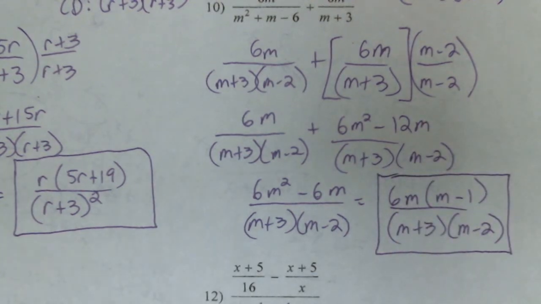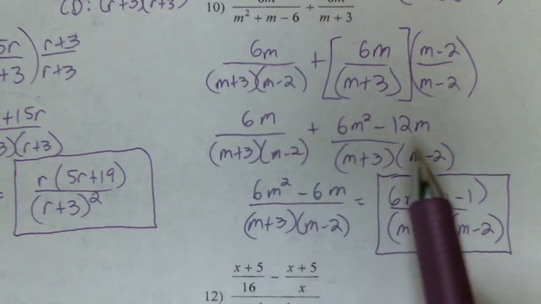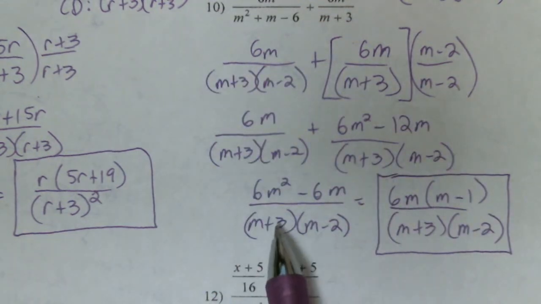What would my EVs be? Look at throughout the whole problem. Throughout the whole problem, it's just an m plus 3, m minus 2. So my EVs will be, flippy flip, negative 3 and positive 2.